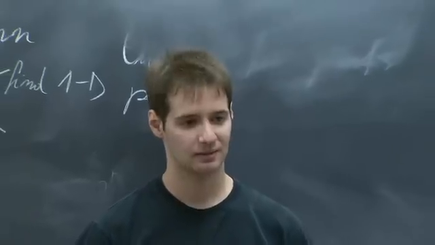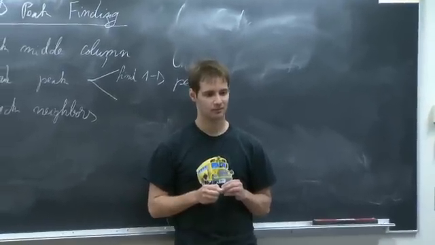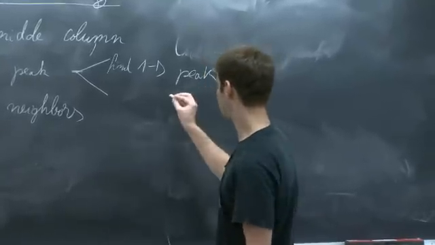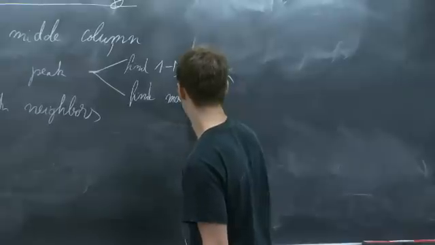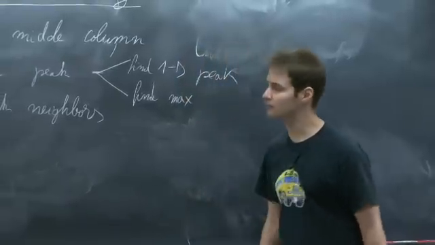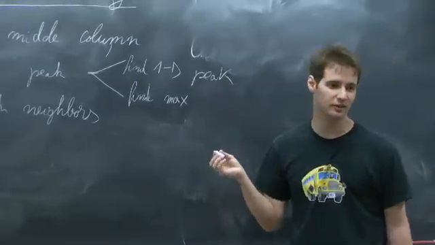Yes? I think the second algorithm was look through the column for its maximum and then look to either side. Okay. So instead of finding a 1D peak, we're going to find the maximum value. Okay, and this is correct. And let's look at its running time.